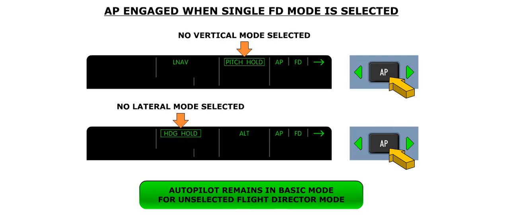It should be noted that if a lateral mode is active and no vertical mode is selected, the autopilot will engage in the active lateral mode, but will remain in the basic vertical mode. The same holds true if a vertical mode is active and no lateral mode is selected. The autopilot will engage in the active vertical mode, but will remain in the basic lateral mode.